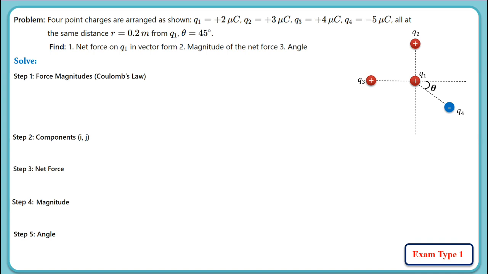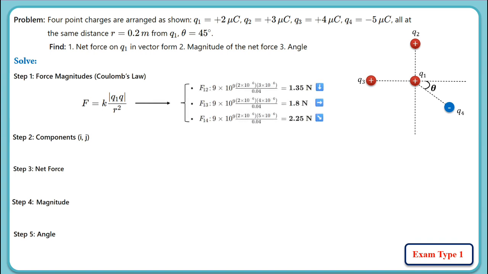First, using Coulomb's law, we substitute the values into the formula. This gives us F12 equals 1.35 newtons. F13 equals 1.8 newtons. And F14 equals 2.25 newtons. Next, we determine the direction of each force. Now, we convert the forces into I and J components.